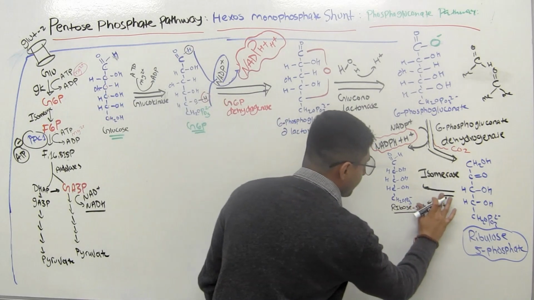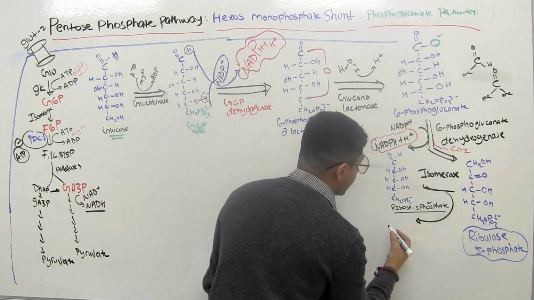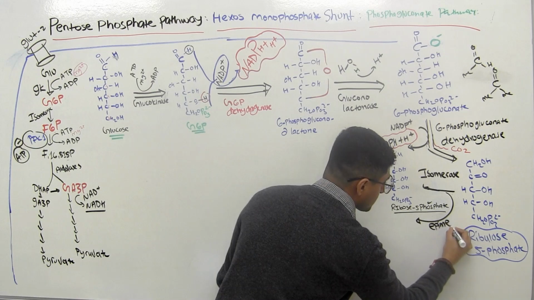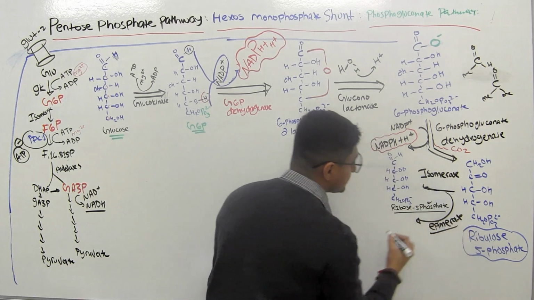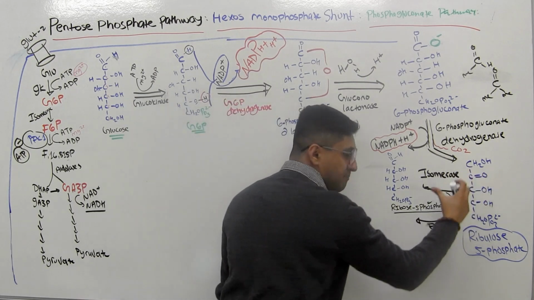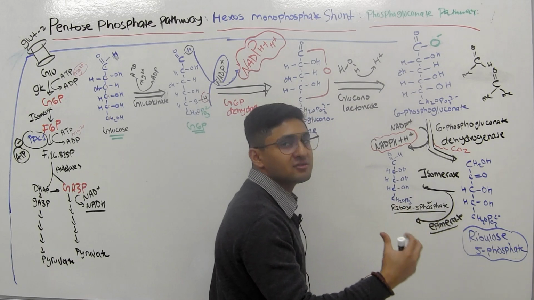Now, let's make this. And now there's another enzyme you can see. This enzyme is called epimerase. And what epimerase does, one of the roles of epimerase, is that whatever this compound is, it changes one chiral center.